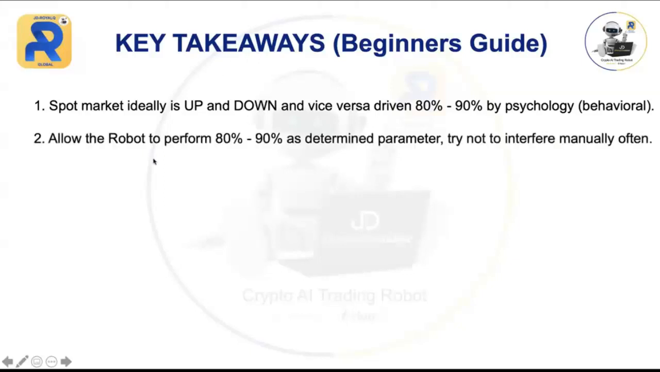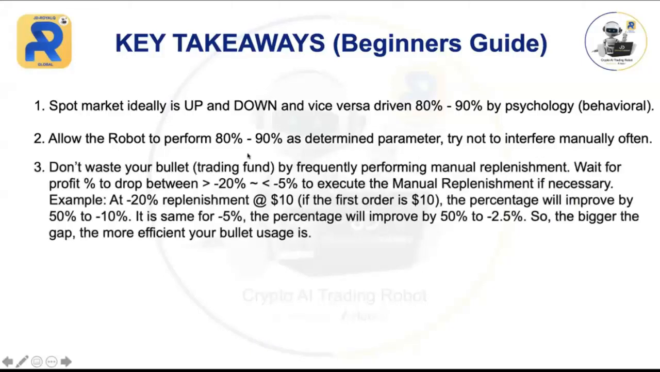Number 2, allow the robot to perform 80 to 90% as determined by the parameters. Try not to interfere manually. All right. So if you see, because of the wallet management, let the robot do the work, because you still have 50% reserve to play around with manually. So don't worry about it, okay? Now, don't waste your bullets. This is your trading fund, by frequently performing manual replenishment. Wait for the profit percentage to drop to between above -20% and below -5% to execute manual replenishment if necessary.